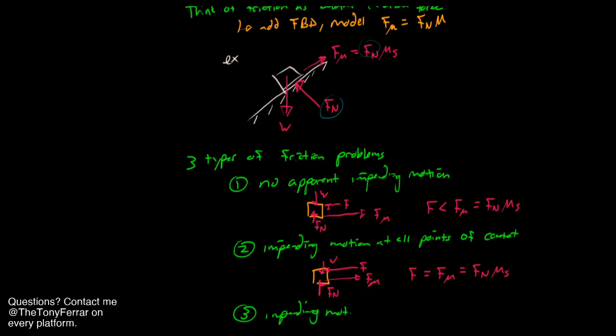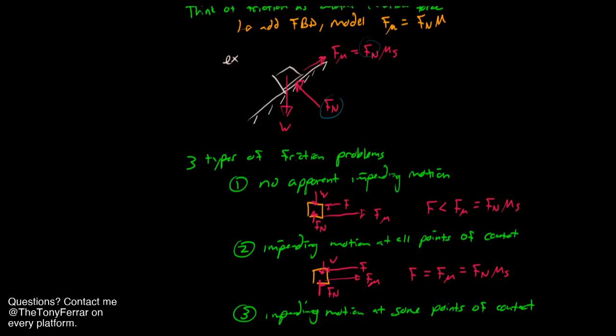The third possible behavior is impending motion at some points of contact, and that only really happens in rigid bodies, so we're just going to table that one for now.